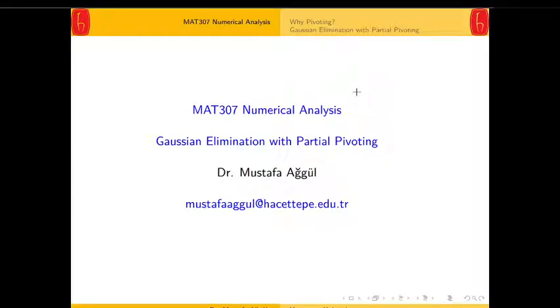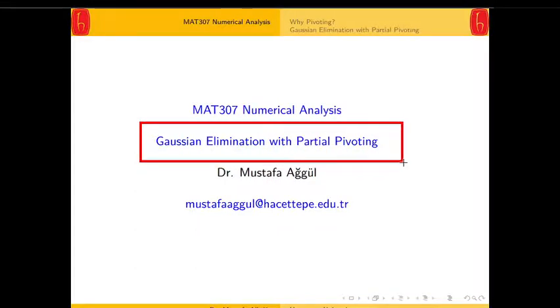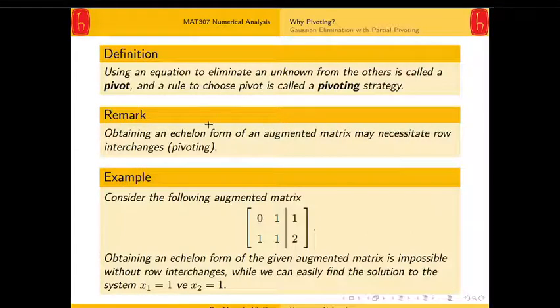Welcome to M8307 numerical analysis class. In this lecture, we are going to learn Gaussian elimination with partial pivoting. First, we start with the definition.